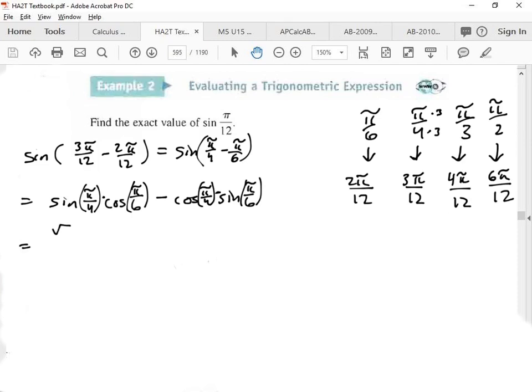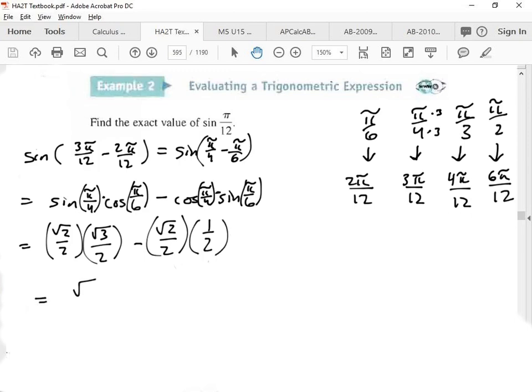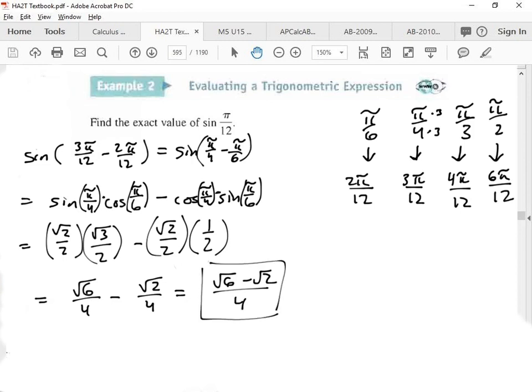Now, what is sine of pi over 4? That's rad 2 over 2. What is cosine of pi over 6? Rad 3 over 2. Minus. Now we have cosine of pi over 4. That is also rad 2 over 2. And then sine of pi over 6. That will be 1/2. We have to multiply. So let's get rad 6 over 4, minus rad 2 over 4. Already have common denominators, so let's just write that out. Rad 6 minus rad 2 over 4. And that's our answer.